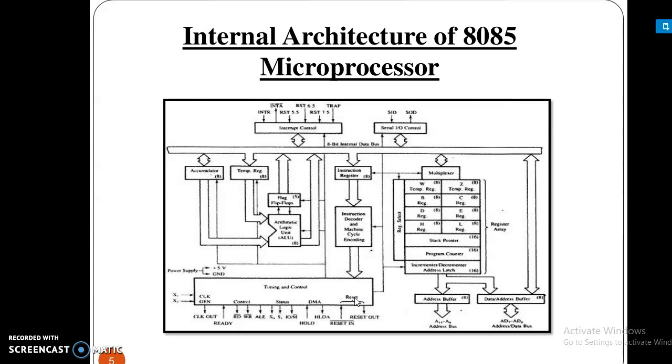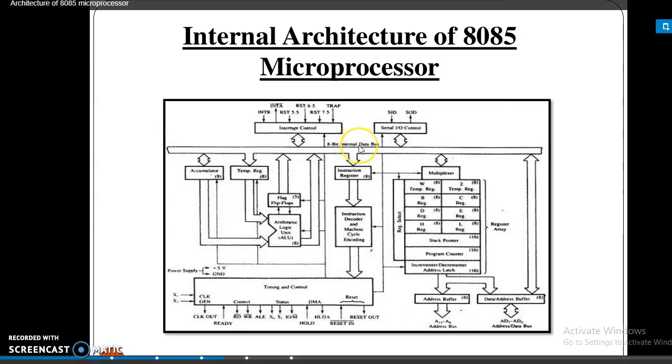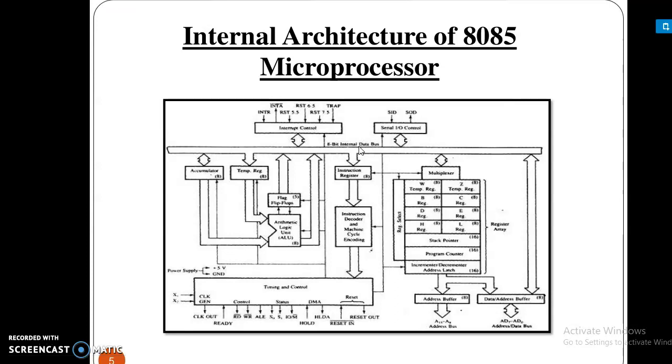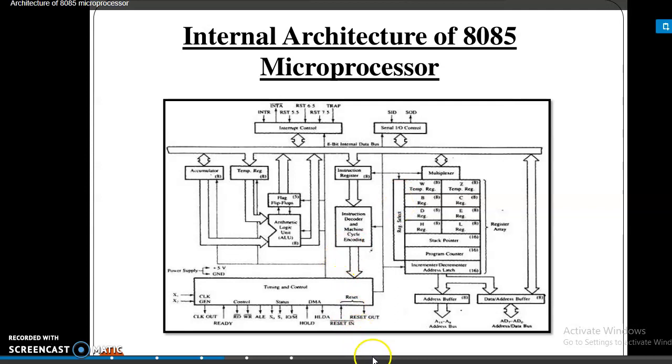These are very important to the microprocessor. Here you can see the internal data bus. Okay, shortly you can say the accumulator, temporary register, flag, ALU, decoder, encoder, instruction register, interrupt control and the multiplexer, and then 6 general purpose registers, all are the internal architecture of the 8085 microprocessor.